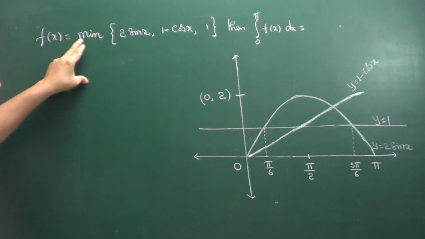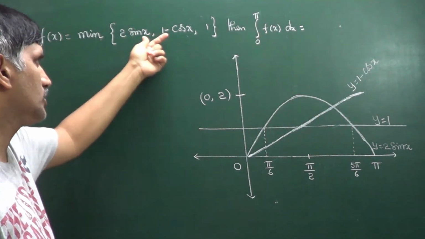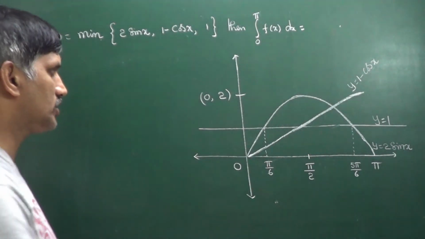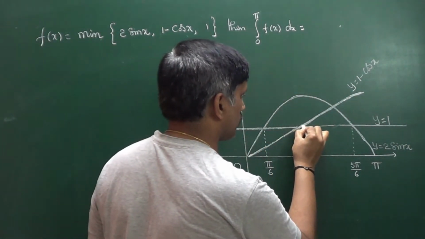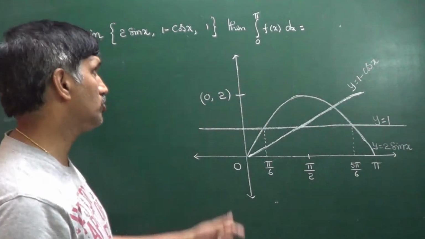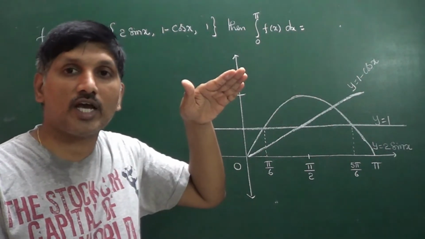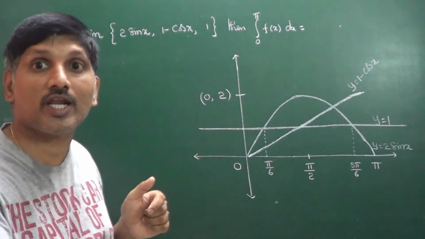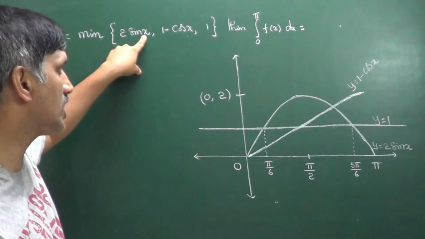F of x is equal to the minimum of these three functions. One function is 2 sin x, the other one is 1 minus cos x, the other one is 1. You know how to draw a straight line parallel to x axis. This is the line y is equal to 1. Next we have to draw the graph of y is equal to 2 sin x. Same, draw the graph of sin x along y-axis. Whatever values are there along y-axis, multiply with 2. That's why y is equal to 2 sin x.